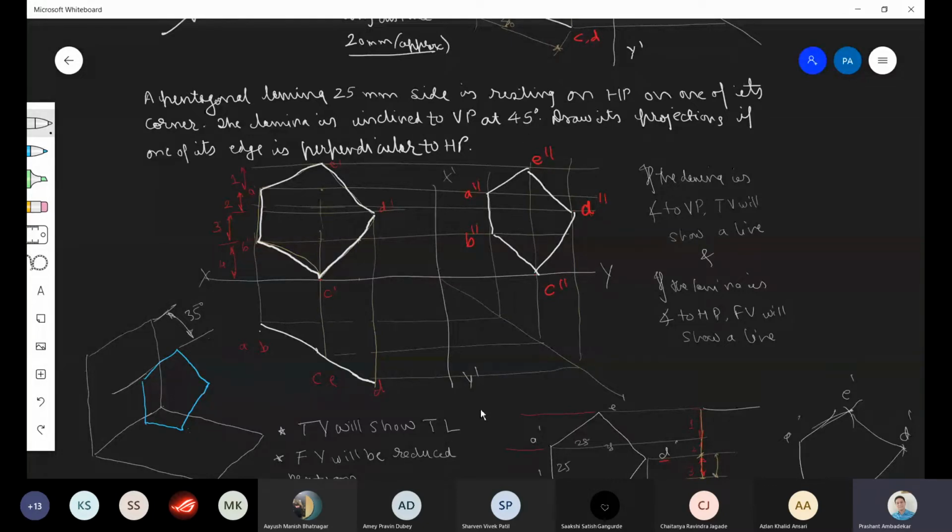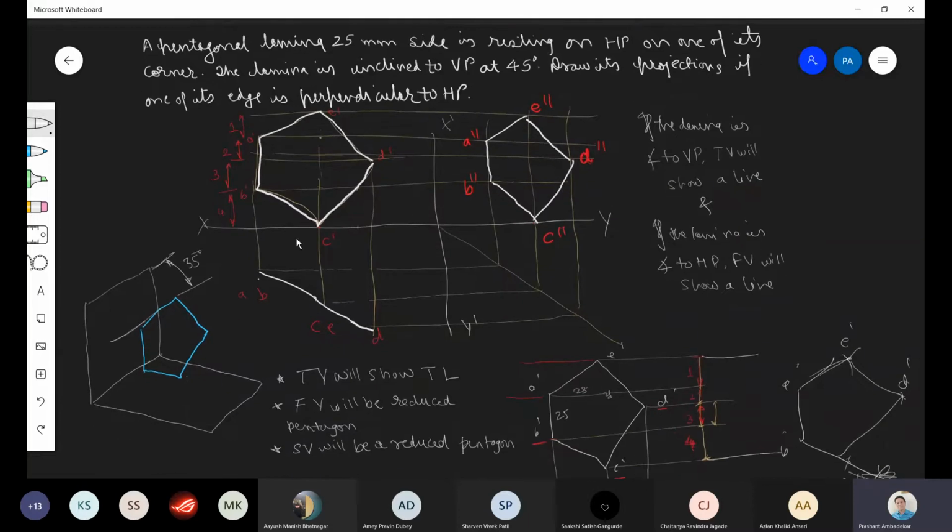If you remember, in projection of lines, we started with stage 1, stage 2, and stage 3. Here also we will have stage 1. This is actually stage 1, and this is stage 2. There is no stage 3 in this problem, so there are two stages only. Now it is given that the lamina is inclined to VP at 45 degree. We have understood that the top view will be a line and the front view will be a lamina. We also know that this line will be vertical and this point will touch the XY line.